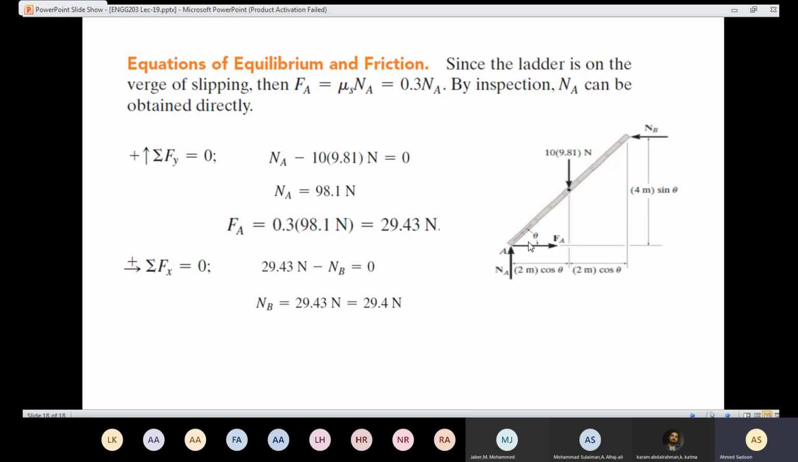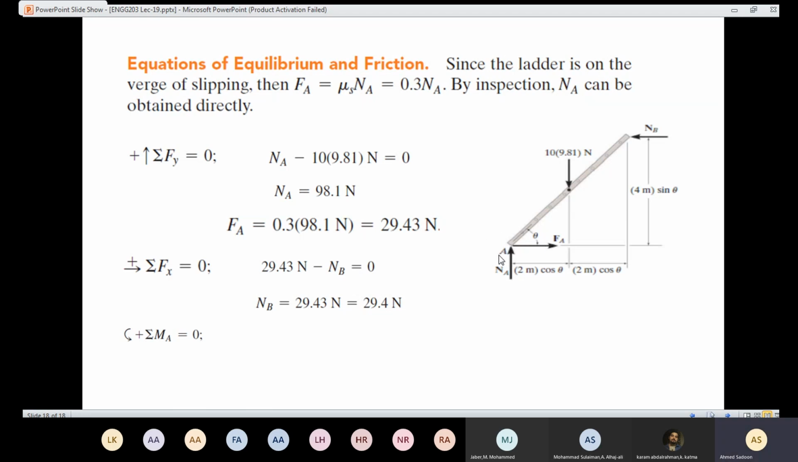Now the question is we need to determine the value of the angle theta here. So in order to do that, we need to take the moment about a point where I can determine the value of theta. So for example, if I'm going to take the moment about point A, I'm going to have that force times that distance and that force times that distance. In that case, the only unknown is going to be theta, the angle here. So I'm going to take the moment about the point A.